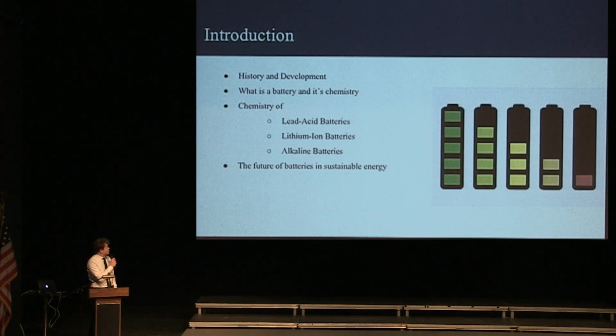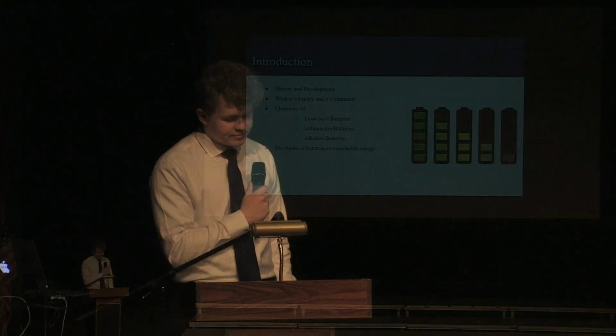So today we will go over the history and development of the chemical battery, what exactly a battery is, and the chemistry behind the three most common types of batteries: lead acid, better known as car batteries, lithium ion, or the batteries that are in your cell phone or laptops, and alkaline batteries, which are used to power many small devices such as children's toys, MP3 players, or small radios. And then we'll go over the future of batteries in relation to sustainable energy.